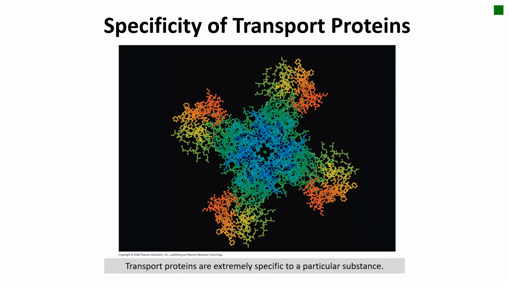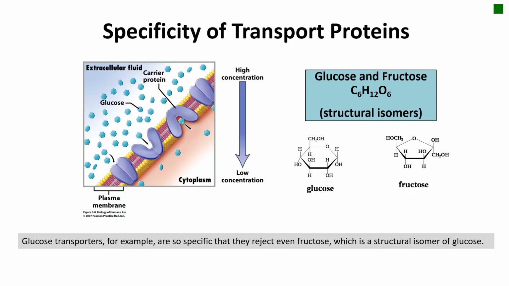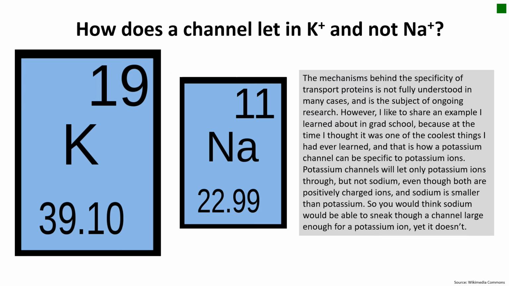Transport proteins are extremely specific to a particular substance. Glucose transporters, for example, are so specific that they reject even fructose, which is a structural isomer of glucose. The mechanisms behind the specificity of transport proteins are not fully understood in many cases and are the subject of ongoing research. However, I'd like to share an example I learned about in grad school because at the time I thought it was one of the coolest things I had ever learned, and that is how a potassium channel can be specific to potassium ions.